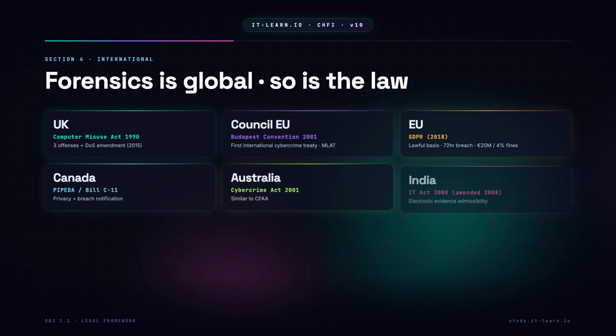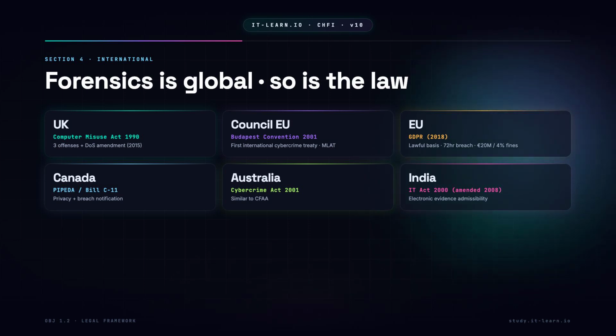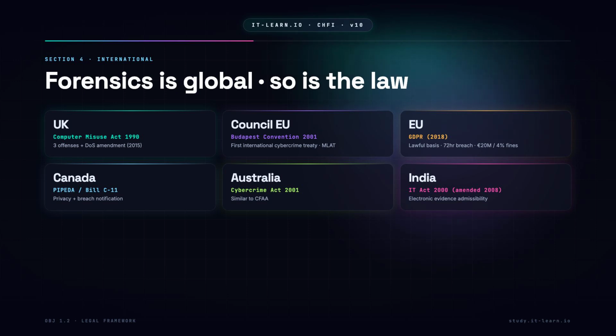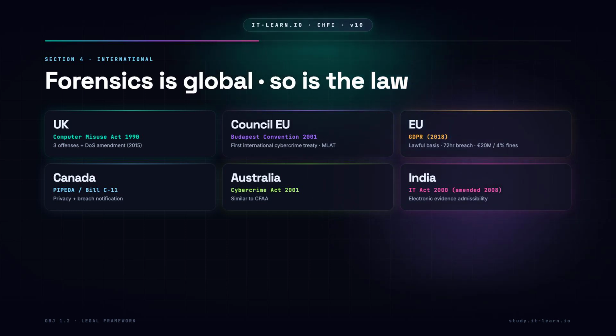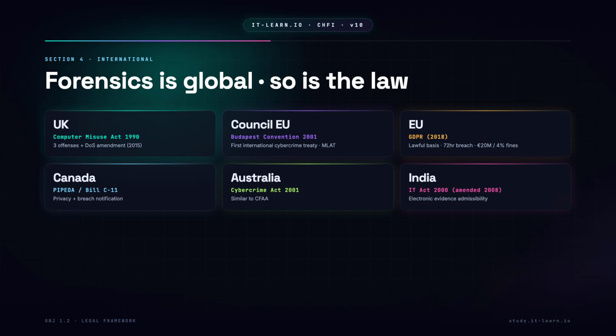Then the European Union, GDPR, the General Data Protection Regulation, governs processing of personal data of EU residents. Forensic implication: investigators need a lawful basis to access EU citizen data. Cross-border data transfers need safeguards. Penalties: up to €20 million or 4% of global annual turnover, whichever is higher. Other jurisdictions to know: Canada's PIPEDA, Australia's Cybercrime Act, Singapore's Computer Misuse Act, India's IT Act of 2000. Cross-border evidence: always check the treaty before you collect.